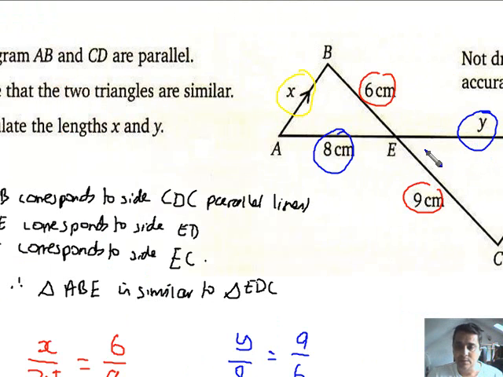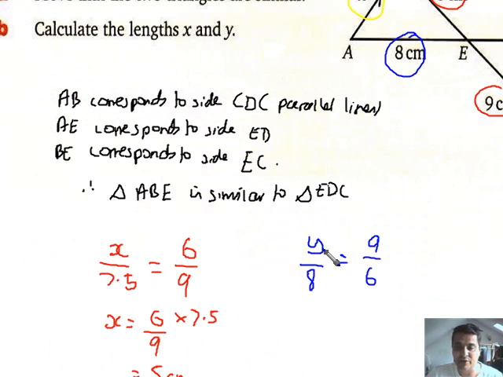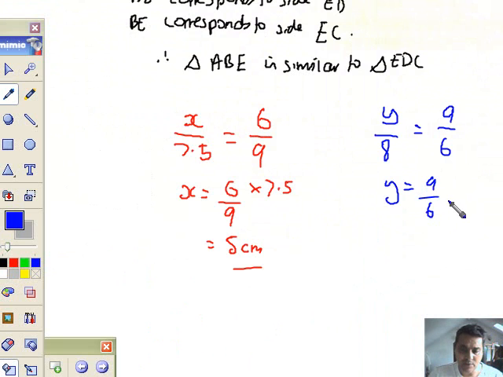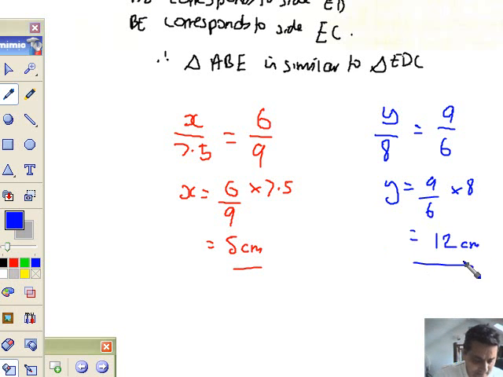So here we go. So y over 8 corresponding sides equals 9 over 6 corresponding sides in the same ratio. Again, take the 8 over and multiply. y equals 9 over 6 multiplied by 8. So that's going to be 1.5 eighths, I think it is. So 9 divided by 6 times 8, yeah, should be 12. It is 12. So y is the bigger length of 12 centimeters, and that's that.